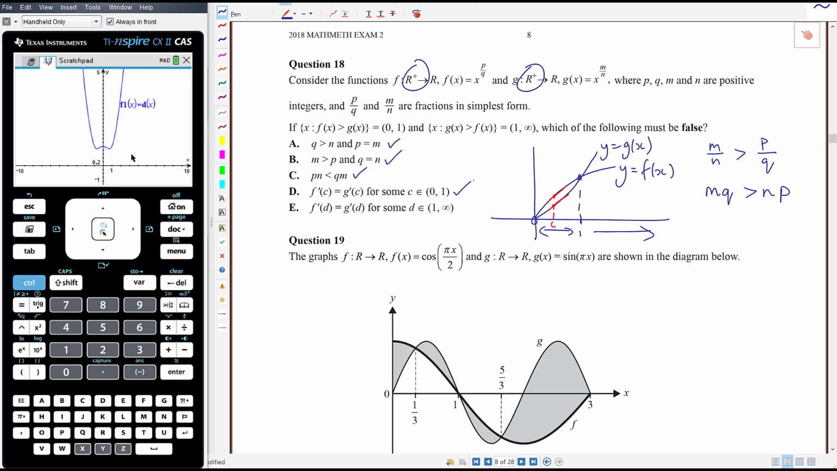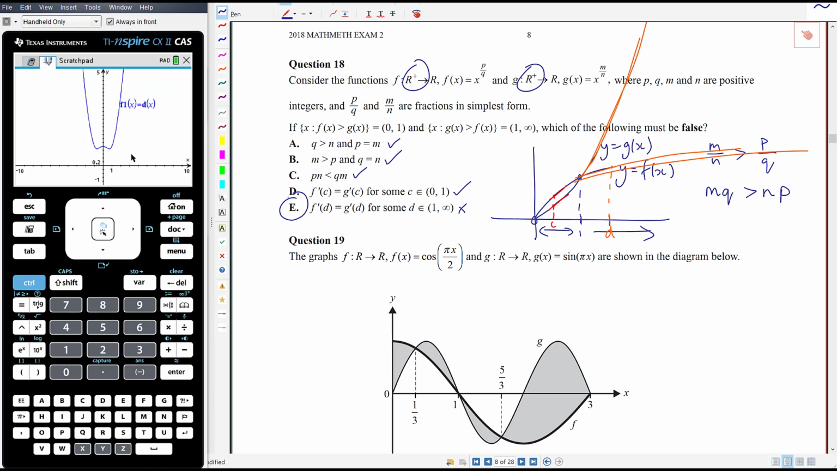And then the derivative of f at d is equal to the derivative of g at d for some value where d is bigger than 1. Okay, so if d was out here somewhere, the point is that one's going to continue to get steeper and one's going to get less and less steep because of the difference in their powers. So there shouldn't be anywhere out here where they actually have the same gradient, because the gradient's continuing to increase here and getting less and less steep here. So that one wouldn't be true. And by process of elimination, we hope that that one wouldn't be true.